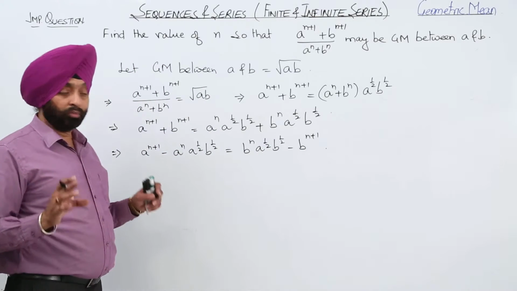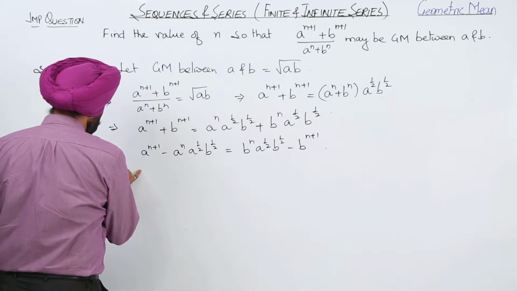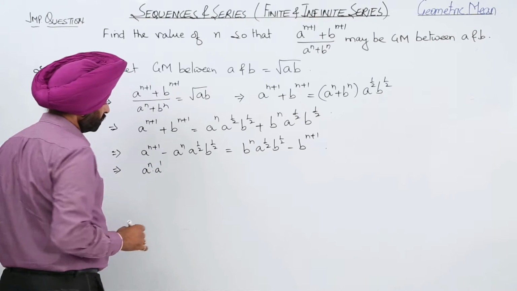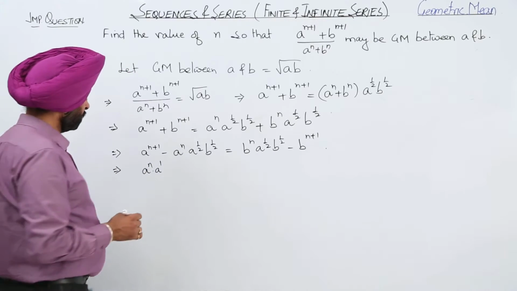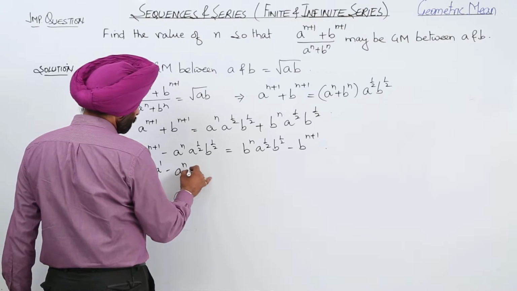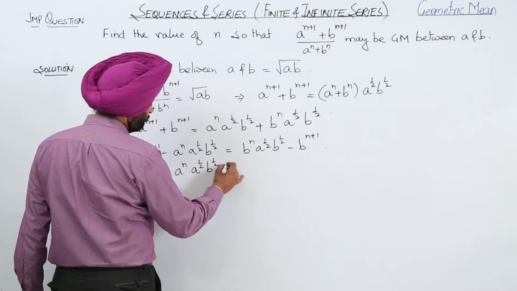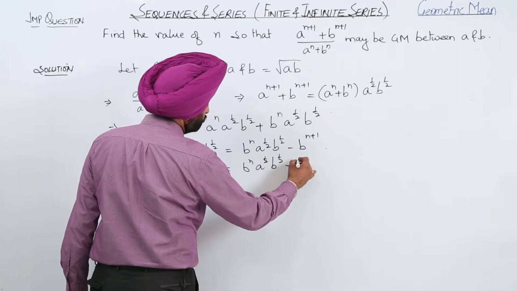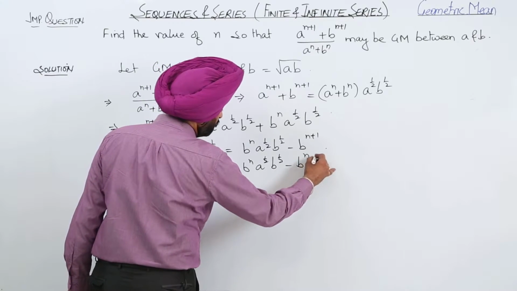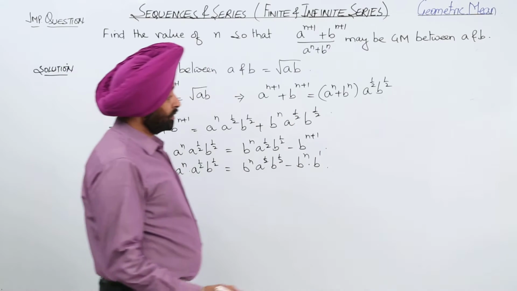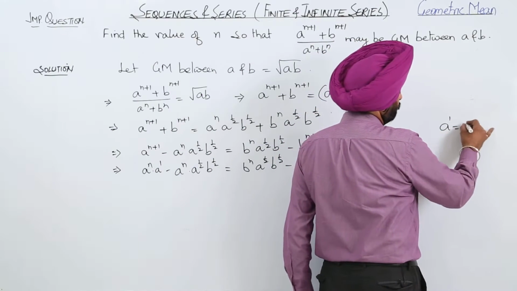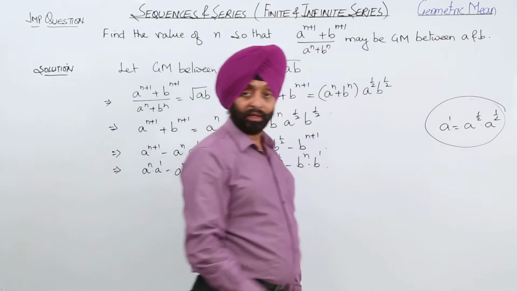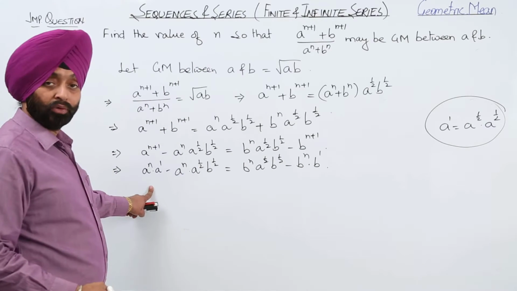Now you can take what is common. I am just writing in simplest form. So to this part, a^n · a^1, okay, to this part, minus a^n a^(1/2) b^(1/2) is equal to b^n a^(1/2) b^(1/2) minus b^n · b^1. Now a^1, can we write it as a^(1/2) with a^(1/2)? This is one and the same thing. So that's what I am going to do now.